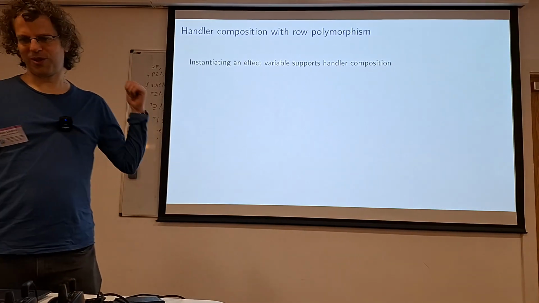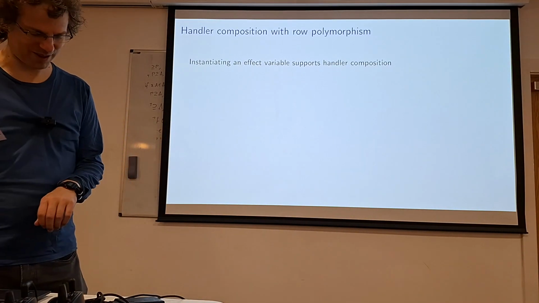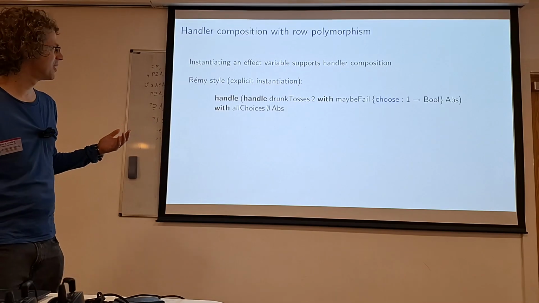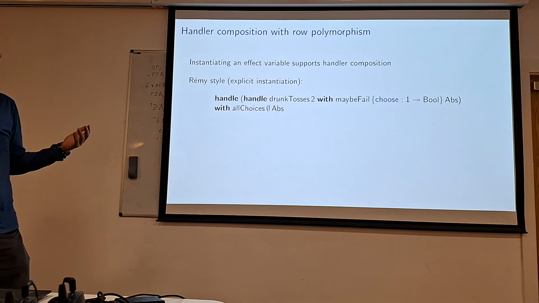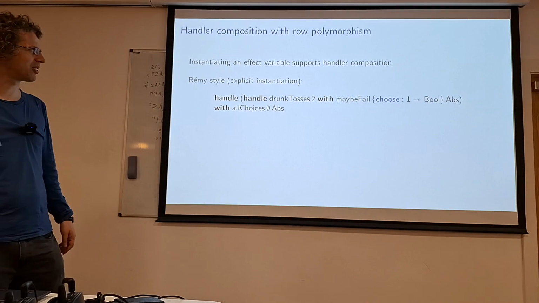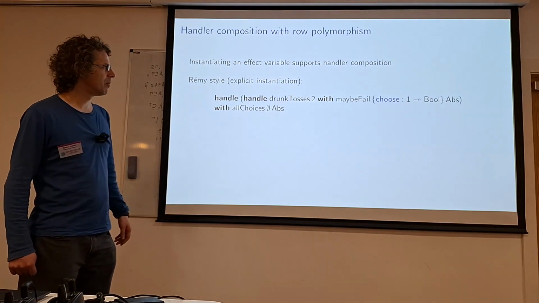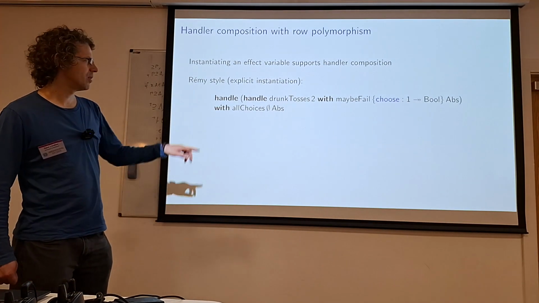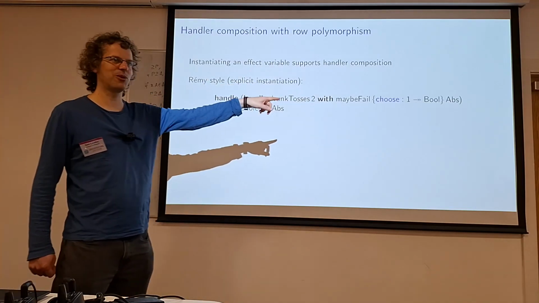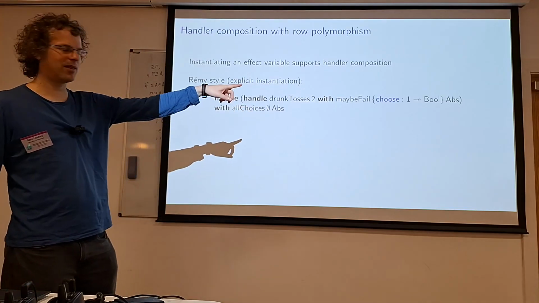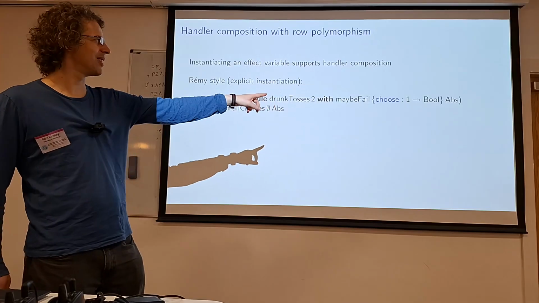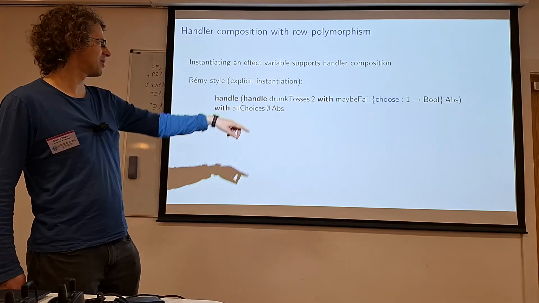Right, and this is my initial point: when we have effect handlers that support handler composition, here's a somewhat concrete example, the example I showed you before. Now, as well as having to specify the effects, you also had to specify what was going on with that presence variable. One way of instantiating that presence variable was just to say, well, fail is absent.